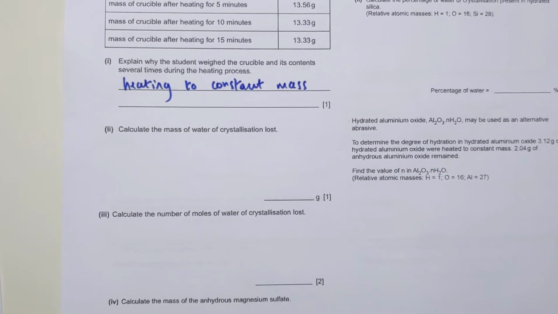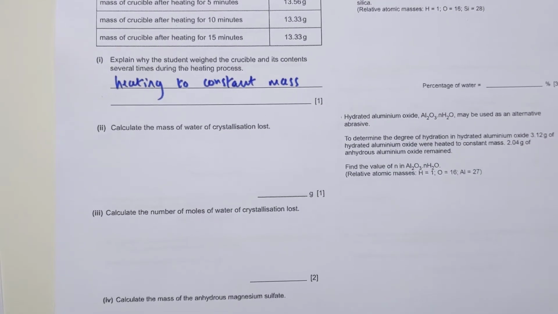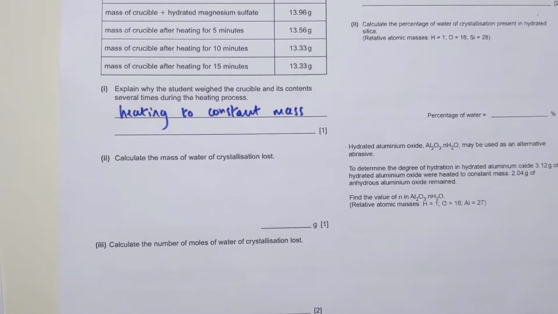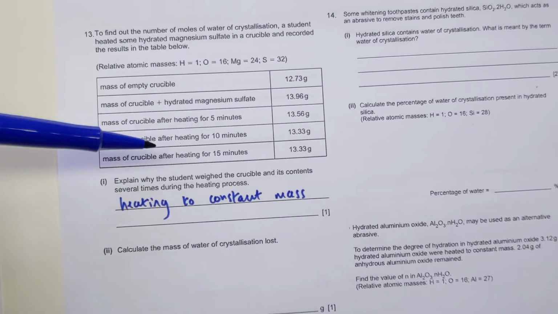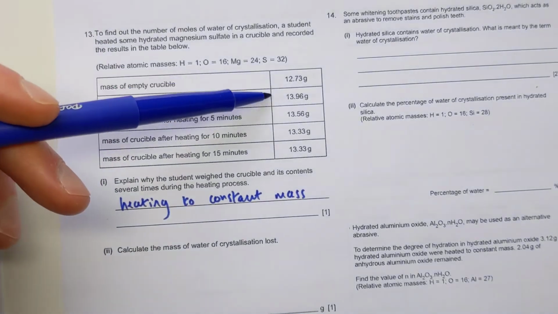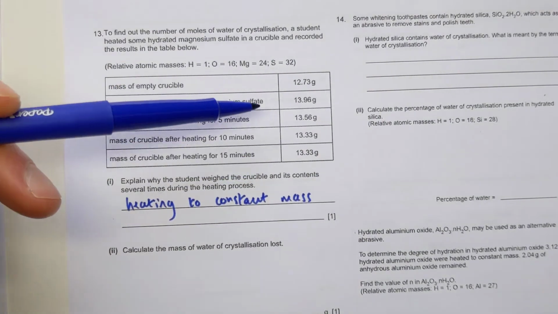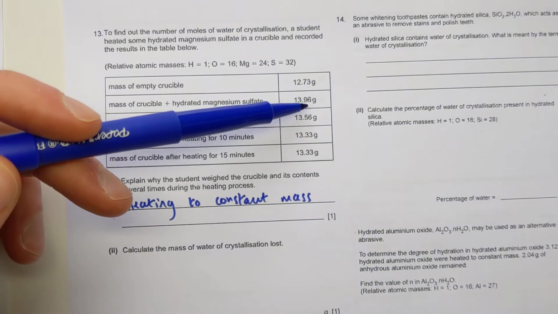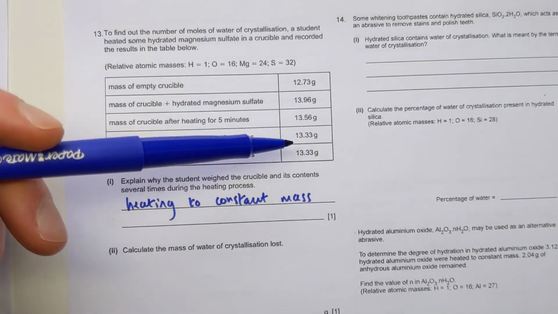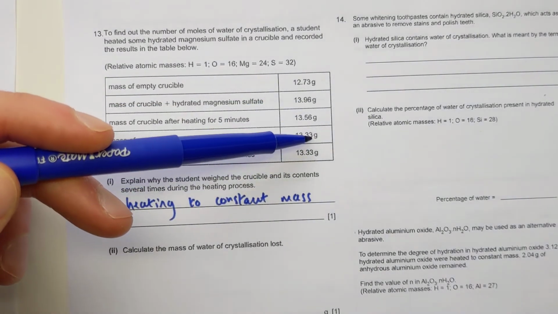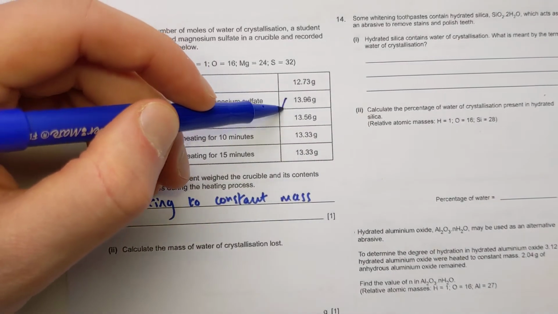Part 2, calculate the mass of water of crystallization lost. So they're trying to get you to work out the water first. So with the water, you're trying to see how much lighter it has got from when it had water to when there's no longer any water. So the hydrated magnesium sulfate with the crucible weighed 13.96. The crucible, after you heated it and the mass hadn't changed, has gone down to 13.33 grams. So that's your decrease there.